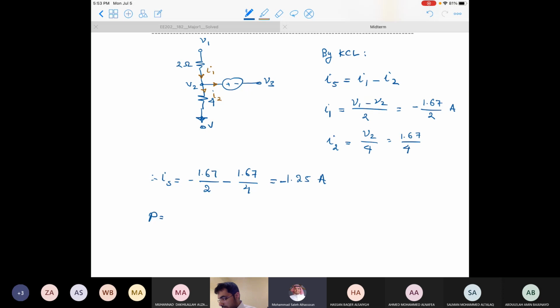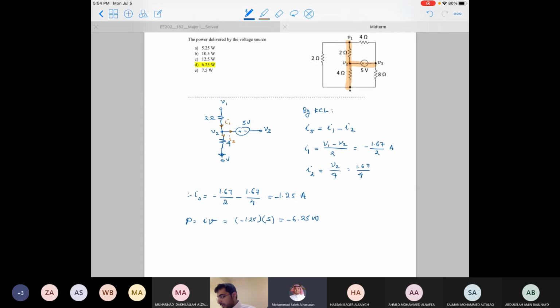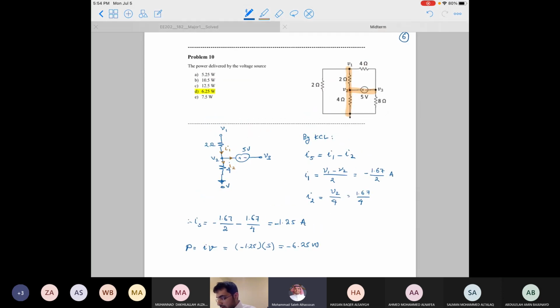So now, in order to find the power, this one is 5 volts. So P equals I multiplied by V according to the passive sign convention. So it's going to give me minus 5 multiplied by minus 1.25, which is minus 6.25 watts.